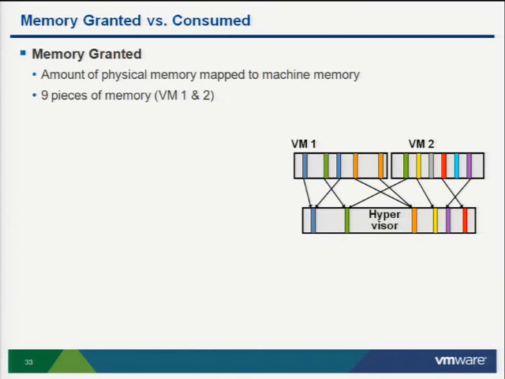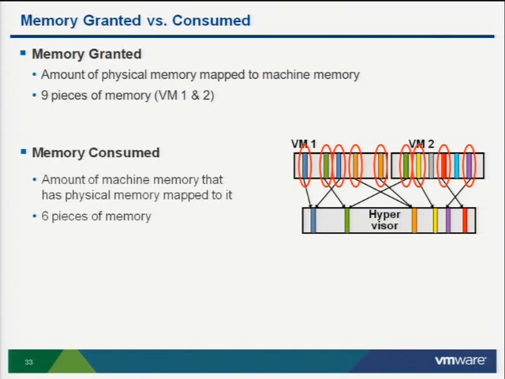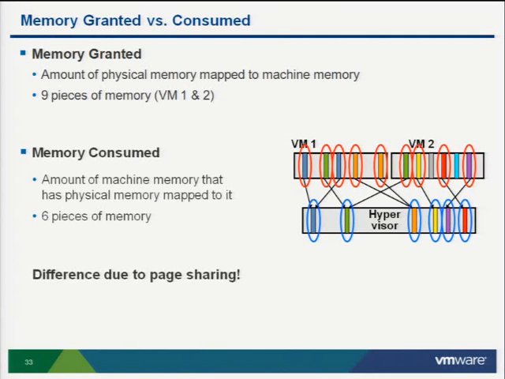Now, another example, memory granted versus memory consumed. Memory granted is the amount of physical memory mapped to machine memory. So it's the amount of memory at the VM layer with an arrow down to the hypervisor layer. So there we can easily see 9 pieces. Memory consumed is the amount of machine memory that has physical memory mapped to it. So again, we're looking at the machine memory layer and looking for arrows coming down to it. And there we see 6. So the key difference here is page sharing.